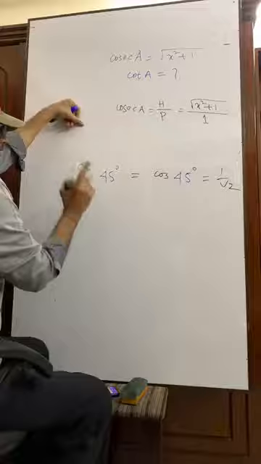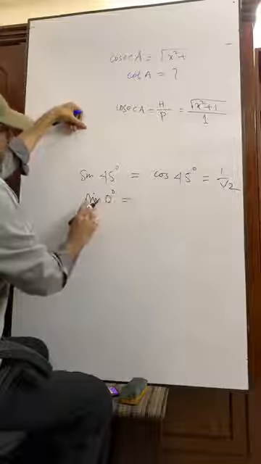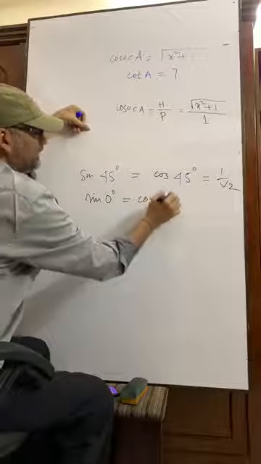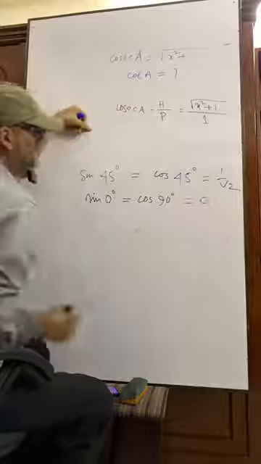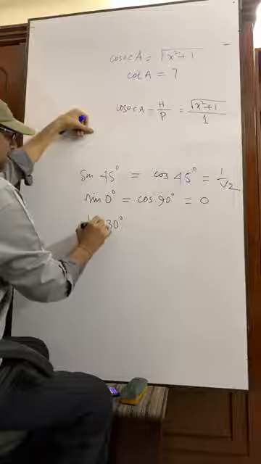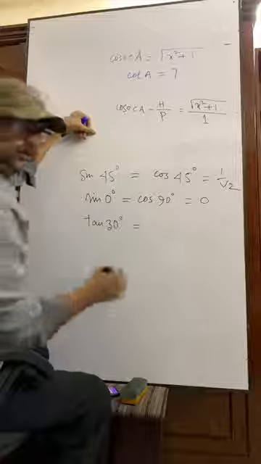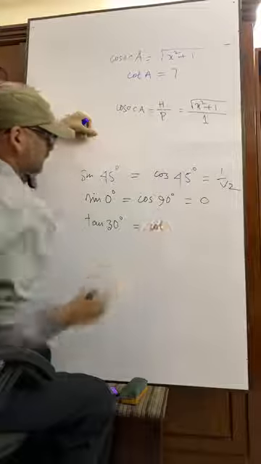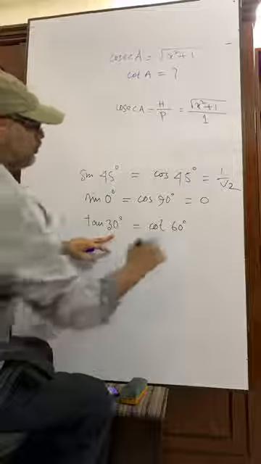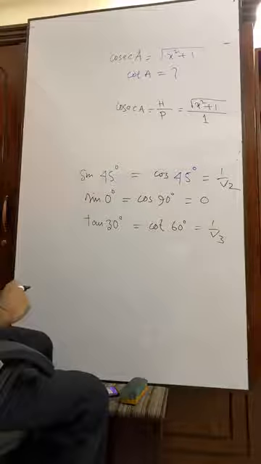Suppose another thing, sine 0 degree. So sine 0 degree, it is cosine 90 degree, equals to 0. Suppose 30 degree. Now I am writing tan 30 degree. Tan 30, adding co we are getting cot 60 degree, its complementary. Okay, so its value is 1 by root over 3. So try to understand.